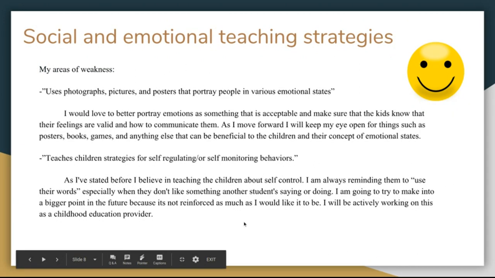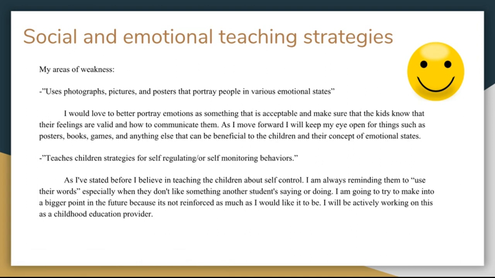Social and emotional teaching strategies. My areas of weakness. Uses photographs, pictures, and posters to portray people in various emotional states. I would love to better portray emotions as something that is acceptable and make sure that the kids know that their feelings are valid and how to communicate them. As I move forward, I will keep my eye open for things such as posters, books, games, and anything else that can be beneficial to the children and their concept of emotional states.